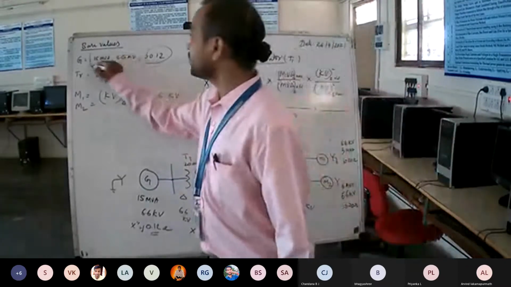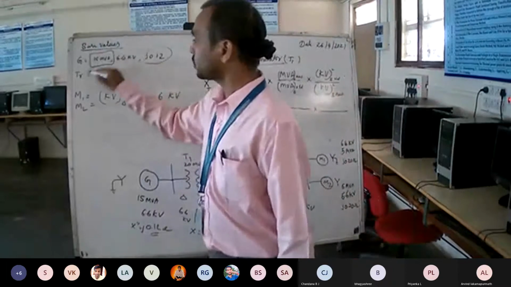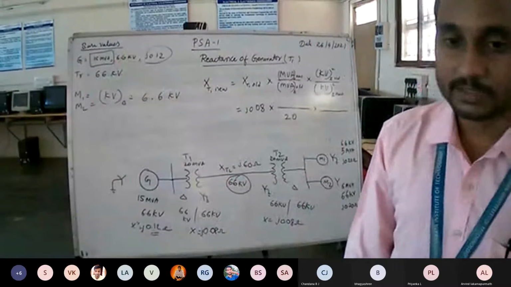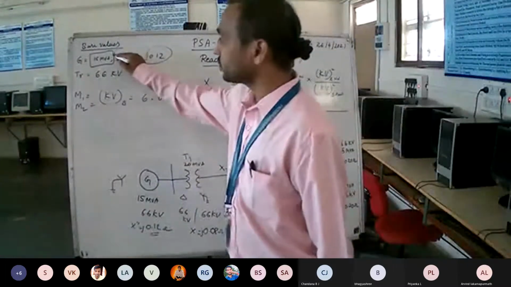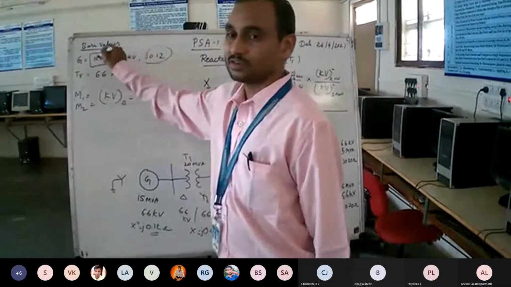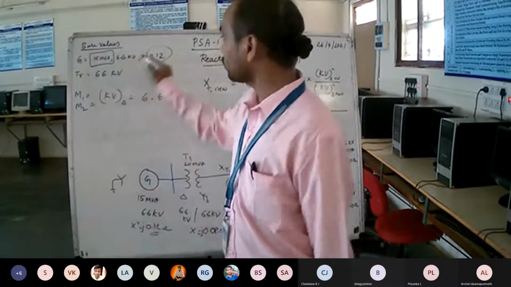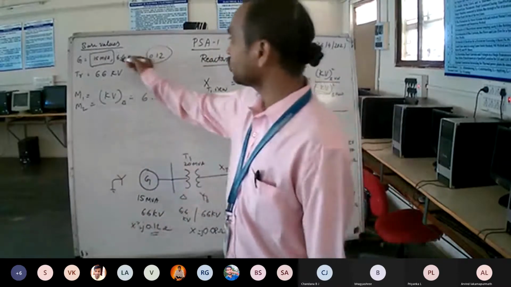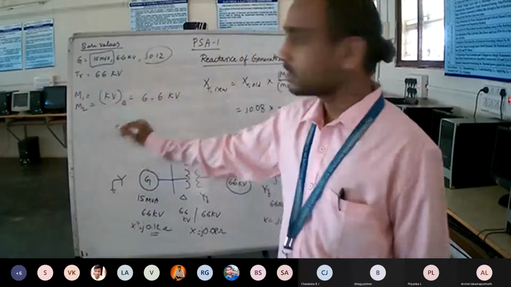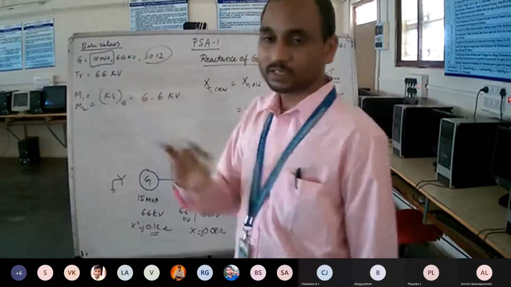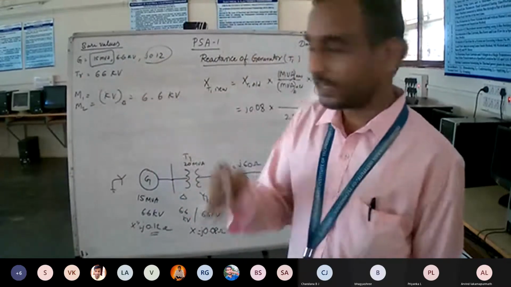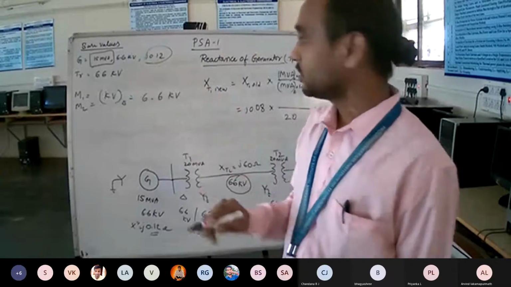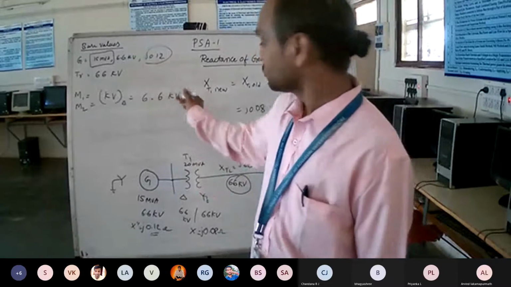So 15 MVA is the common base power for all the machines. I have told you initially, right? This is the new base value we have chosen for all the sections, but voltage we cannot choose directly. It is only one voltage, that is the base voltage. So in the transformer section there are voltage ratios. We need to calculate the base voltage according to the formula. Okay, and also in the motor section.